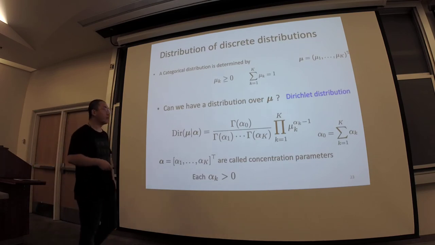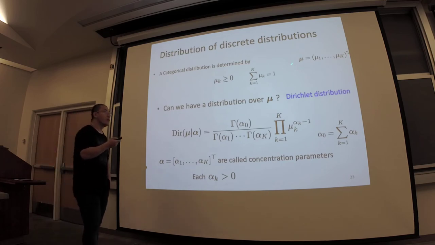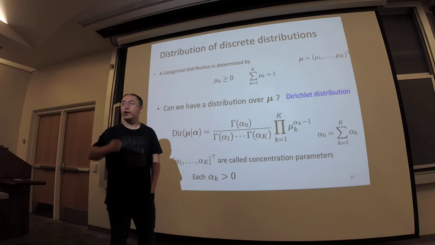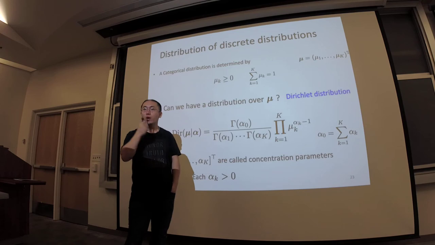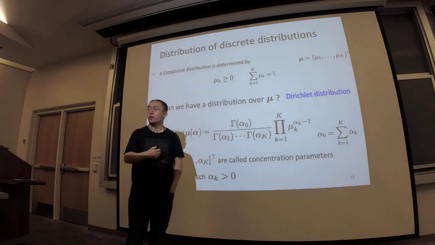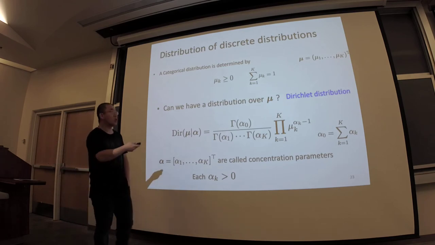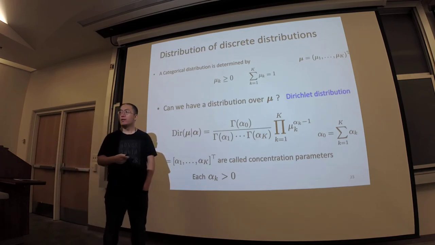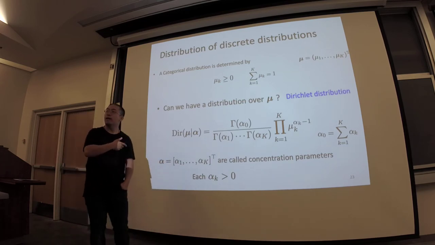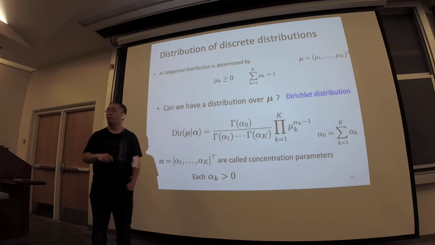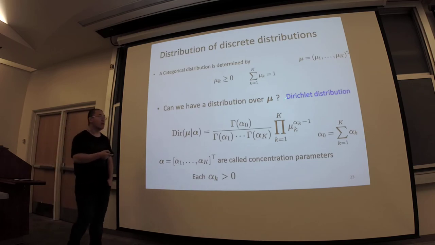So now let us switch to the categorical distribution. Again, as we just mentioned, we can use a parameter vector. If we have k possible categories, then we use a k-dimensional vector mu 1 to mu k to determine the categorical distribution. Then a natural question is, can we have a prior distribution over this parameter vector mu? This parameter vector has a special constraint: each element must be non-negative, and their summation must be 1. We have such a prior distribution, which is called the Dirichlet distribution.